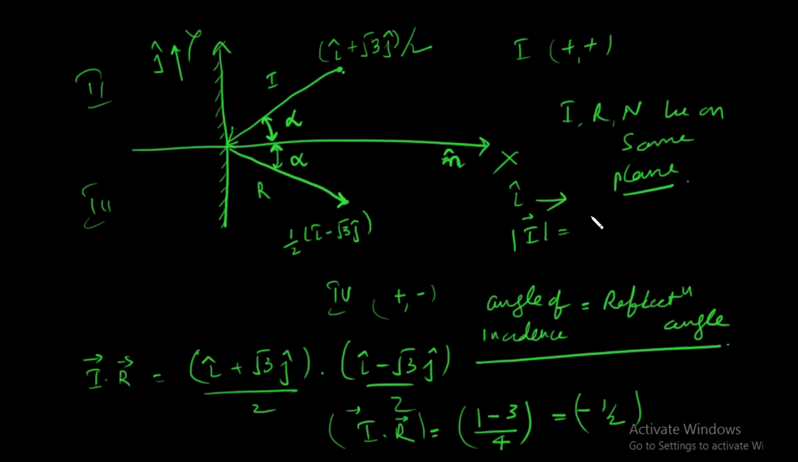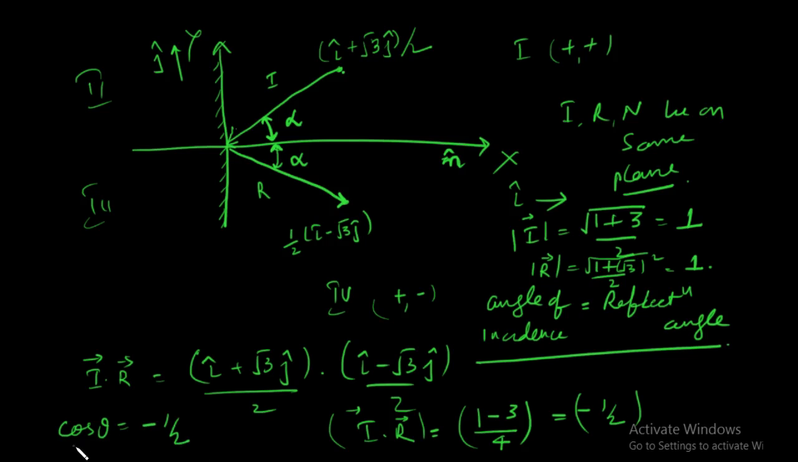The incident ray is I plus root 3 j, so this would equal root of 1 plus 3, all by 2. So mod I would be equal to 1, and mod R would be equal to the root of 1 plus root 3 the whole square, by 2. This would be equal to 1 again. So cos theta will be equal to minus 1 by 2.